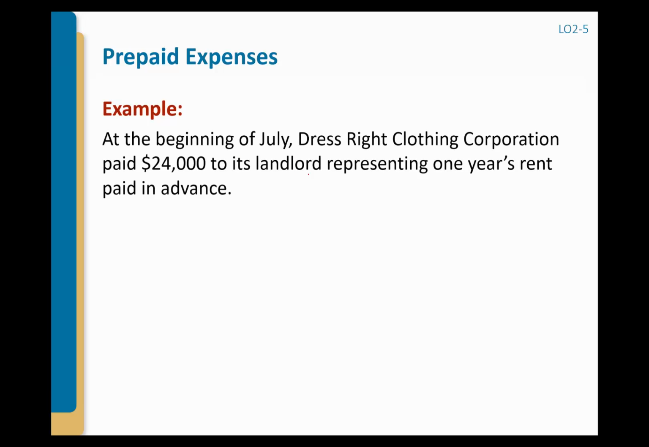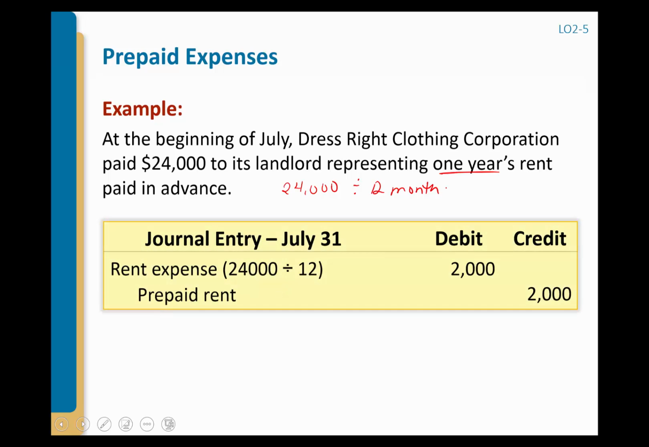Another one that we have is that we paid $24,000 to the landlord, and that's for 1 year of rent. So usually then you would take $24,000 and divide it by 12 months, because we are recording monthly expenses, and you would hopefully get $2,000 in this case. And here you're going to record the rent expense for $2,000, and you're going to credit prepaid rent.